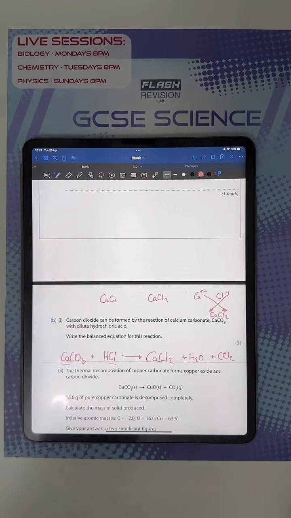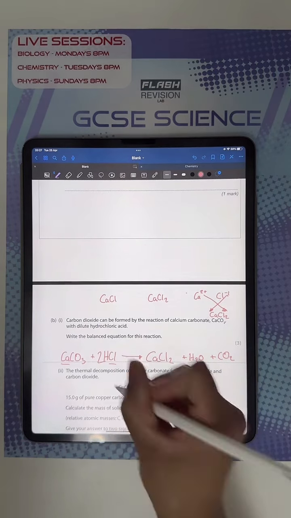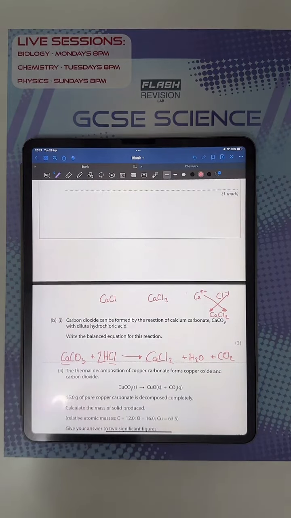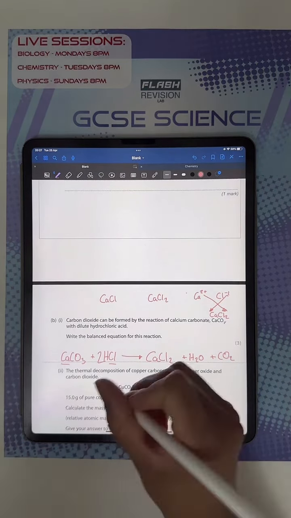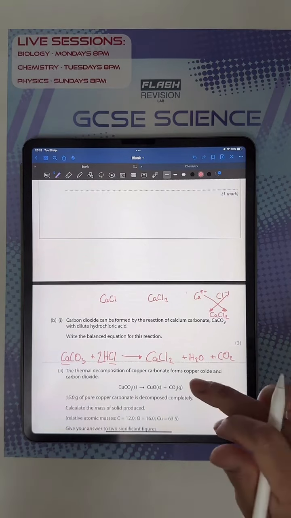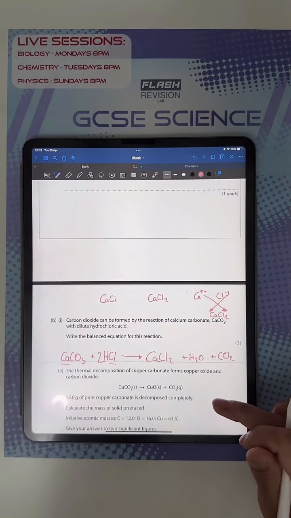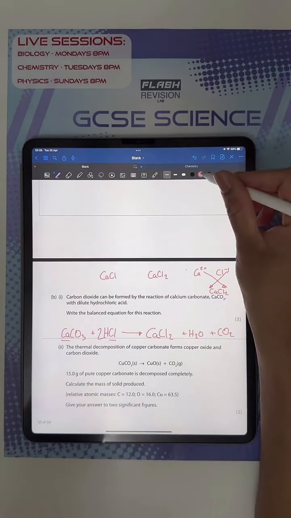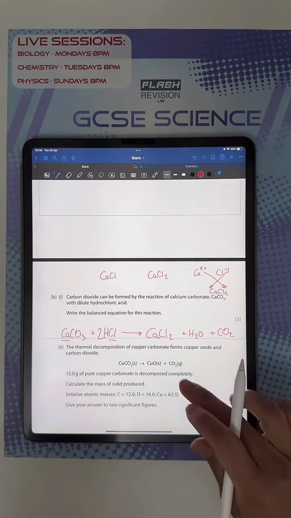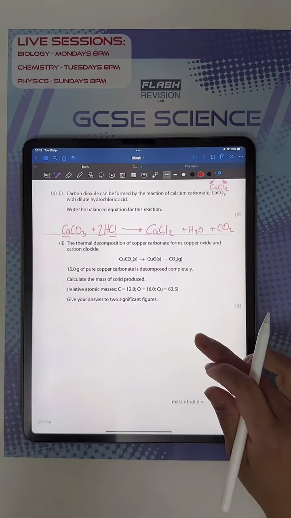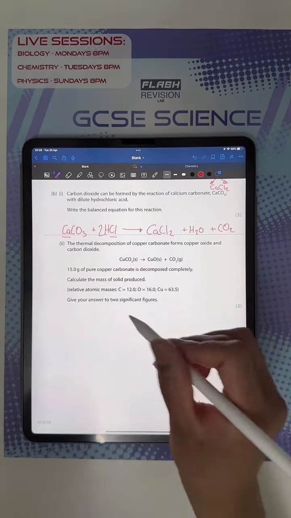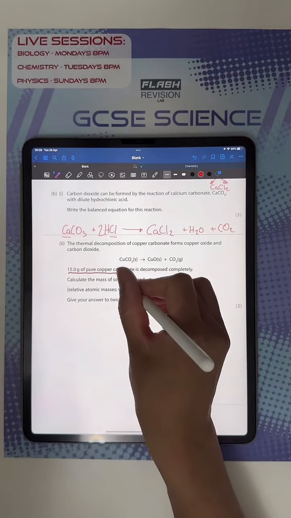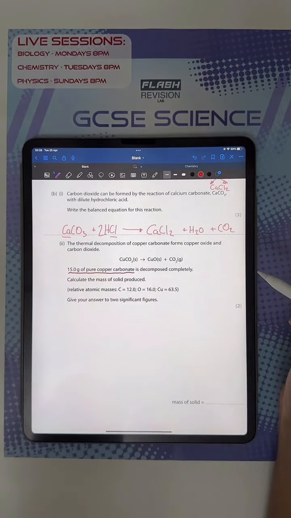We just need to balance this equation now. To balance it, I'll tell you guys, it'll be a 2 here. Like I said, I don't want to spend too long on this question. I'd rather do the next one, which is another mole calculation. So let's move on. This is the important one. We've got this reaction going on. 15 grams of pure copper carbonate is decomposed completely. Calculate the mass of solid produced.